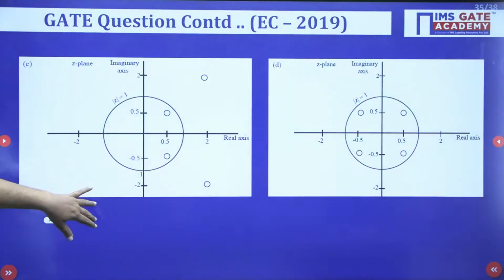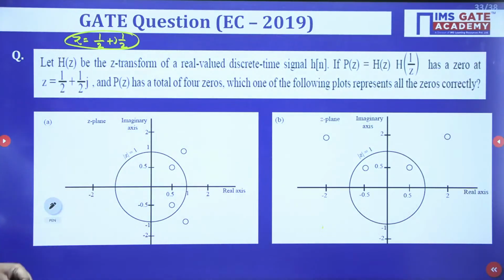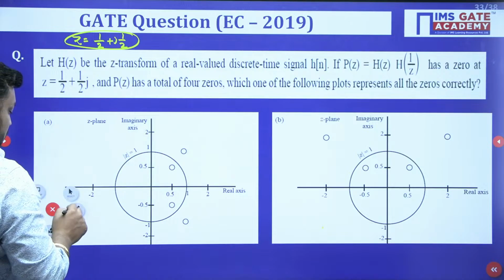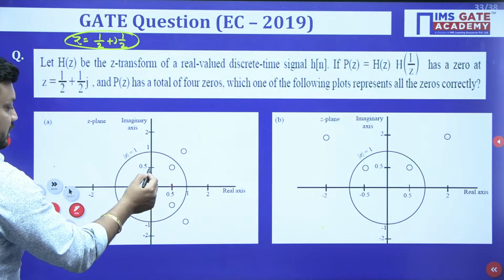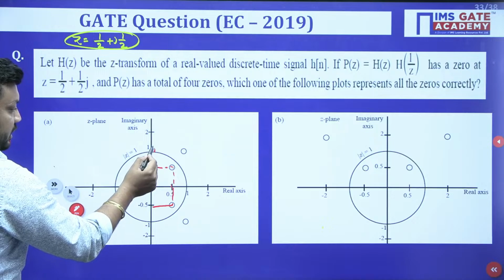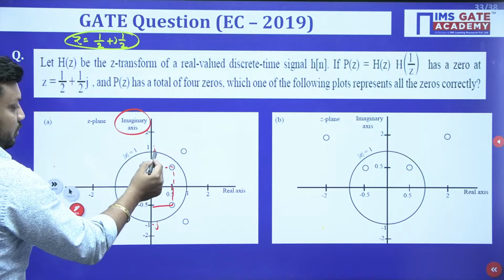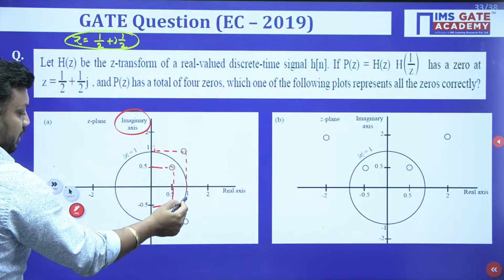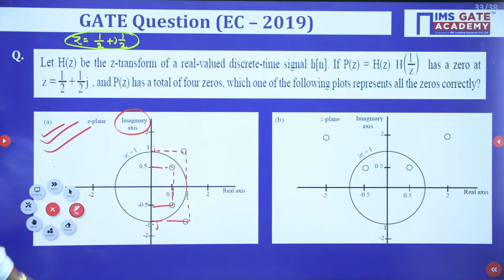Is it option D? No, option D is not correct. Option A is correct only. Why option A? Because you will see here 0.5 and j 0.5, and here is j, this is the j axis, the imaginary axis. So j and minus j. So this value is j, and 1 plus j and 1 minus j. That is why option A is only correct.